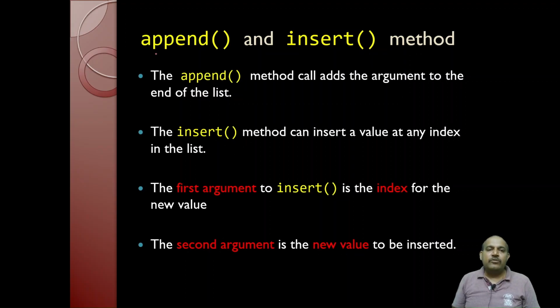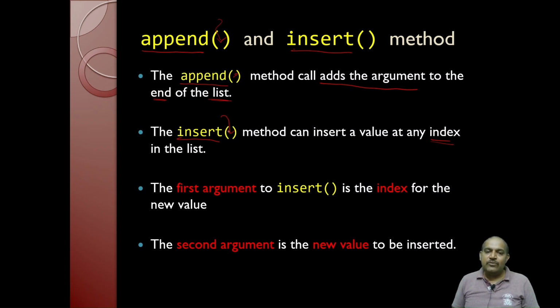The next methods that I am going to discuss in the list are append and insert. As the name suggests, you are appending. This method call adds the argument that you pass to the list at the end. So in the output, at the end of the list, a new element is added, which you are passing in the append method. Similarly, insert inserts the value that you specify wherever you specify the index value.